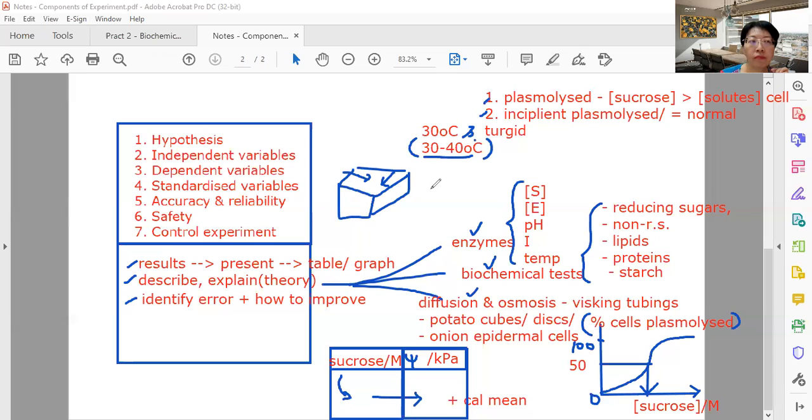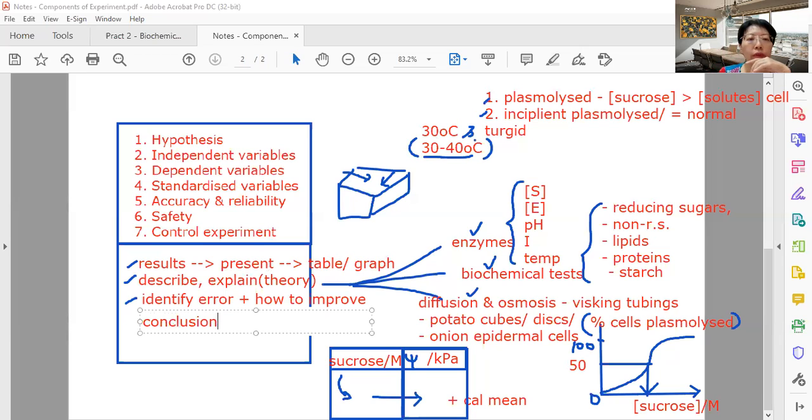Okay. So this is example only. How to improve the experiment. Okay, finally, they will ask you to do a conclusion. So after that, conclusion, so they can ask you to do a conclusion.